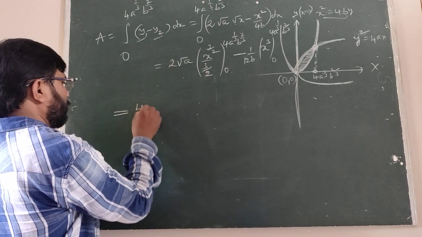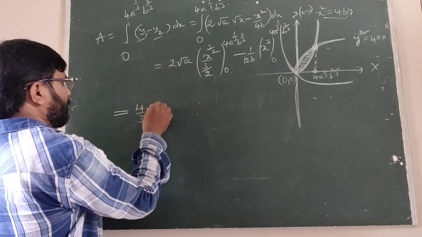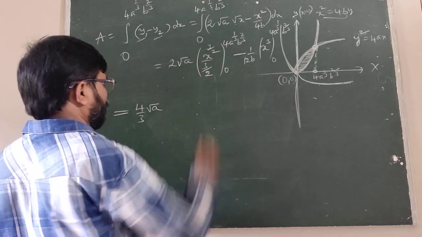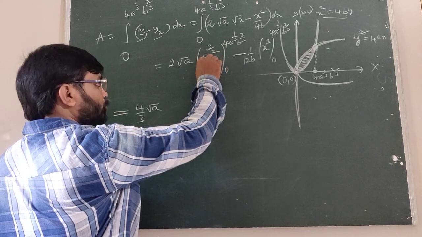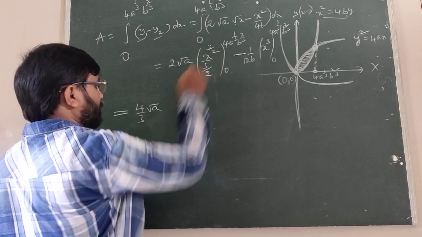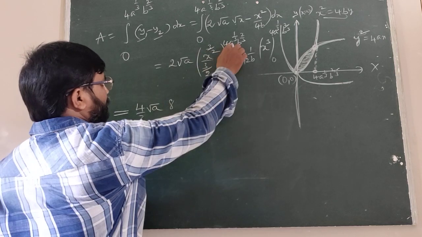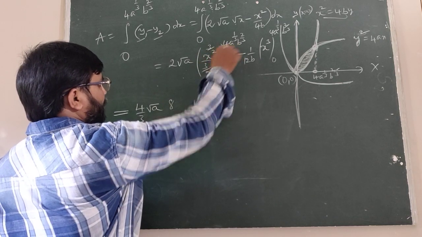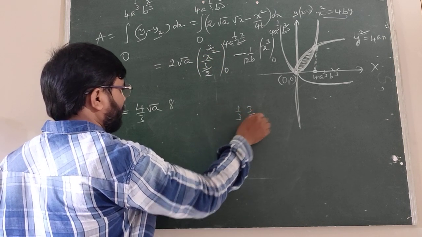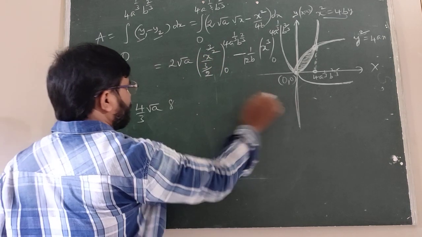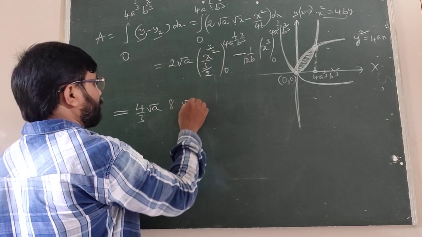So it becomes 2 into 2 root a by 3 root a, all of it. First you can substitute the 4. 4 means 2 square. 2 and 2 cancel, that is 8. After that you can substitute the a power 1 by 3. 1 by 3 into 3 by 2, 3 and 3 cancel. A power 1 by 2 is root a.